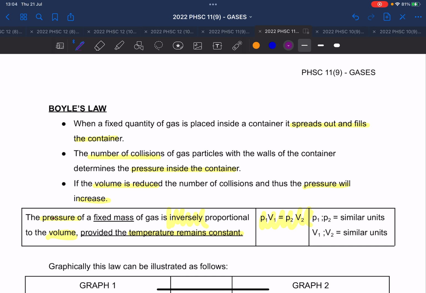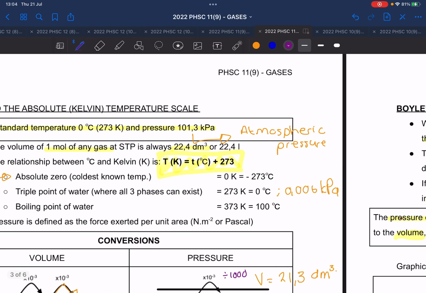Physics. Actually, sorry, no, chemistry.